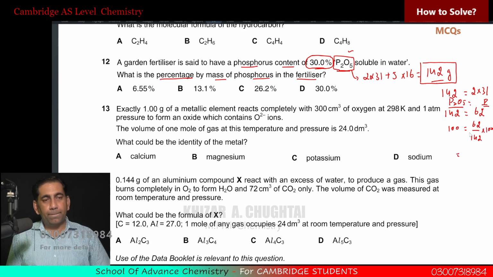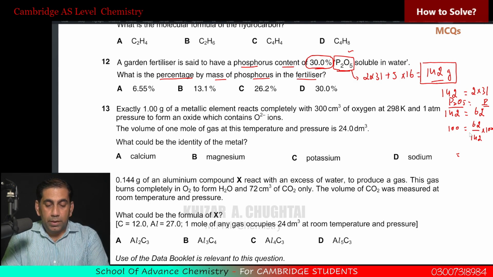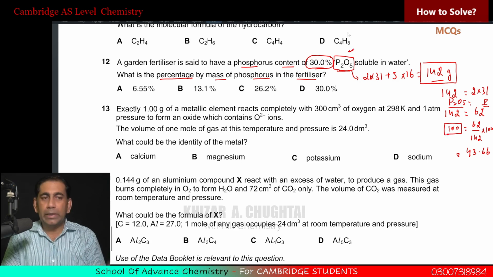So 62 divided by 142 multiplied by 100, and the answer is 43.66. So if I'm taking 100 gram of this phosphorus fertilizer and it is 100% pure, then the maximum phosphorus that can be obtained from here is equal to this one.